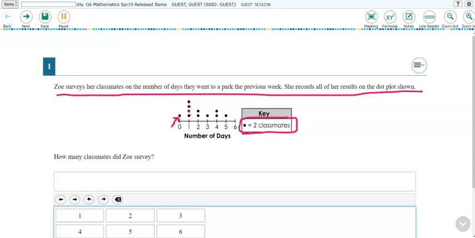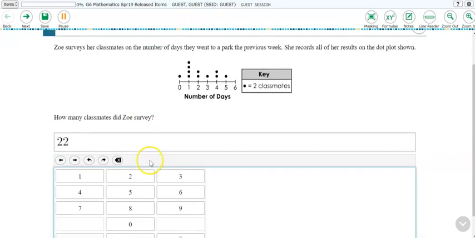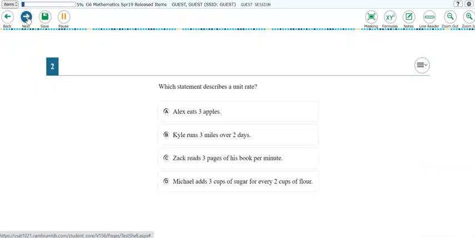All right, so let's see what question they have for us. How many classmates did Zoe survey? So let's just count the dots. There's 1, 2, 3, 4, 5, 6, 7, 8, 9, 10, 11. So there's 11. So should I write 11? Nope, you shouldn't do 11 because each dot represents 2 classmates. So it's going to be 11 times 2. So at that point, you would just type in 22, and that would be your answer for that one. And once you have that, you click on next.